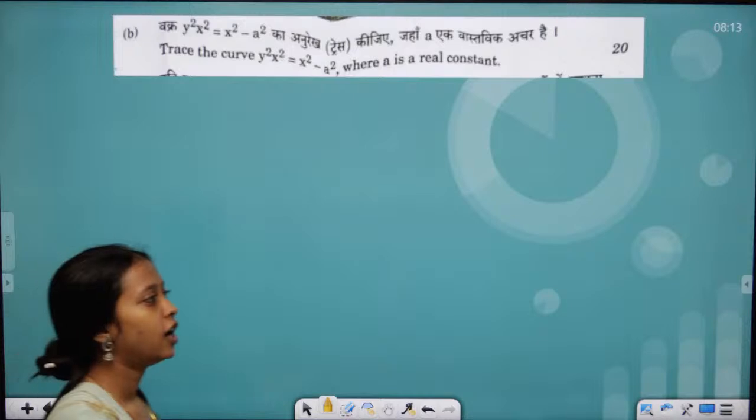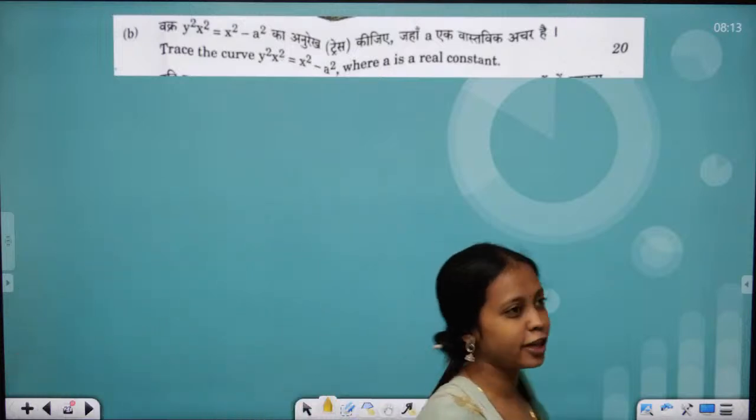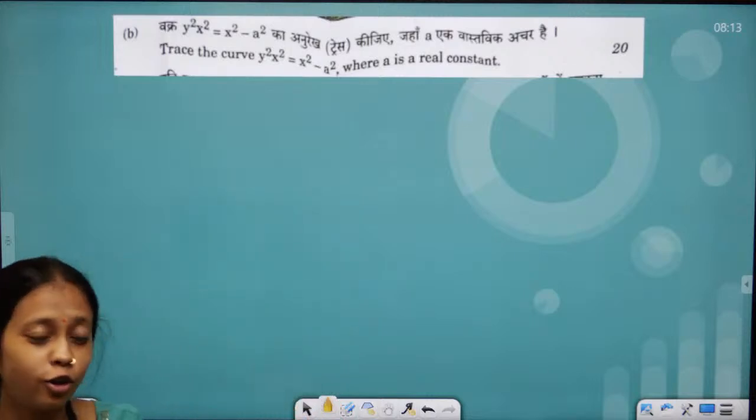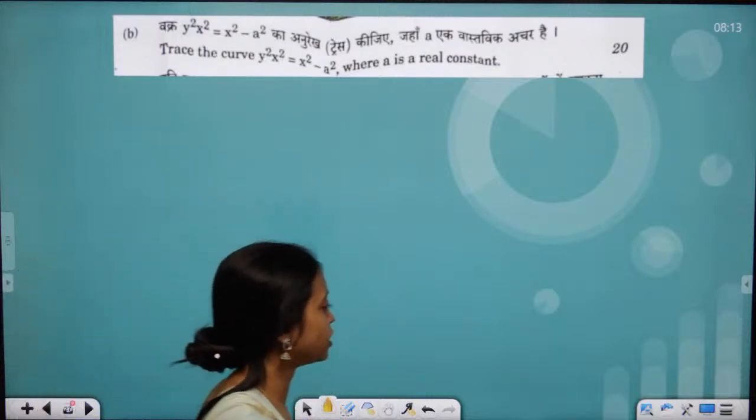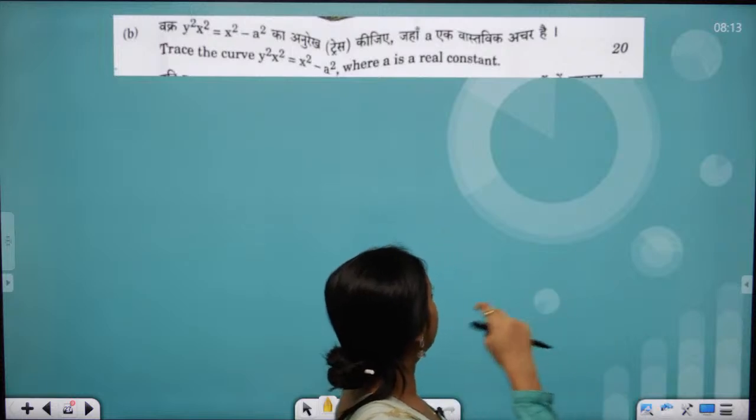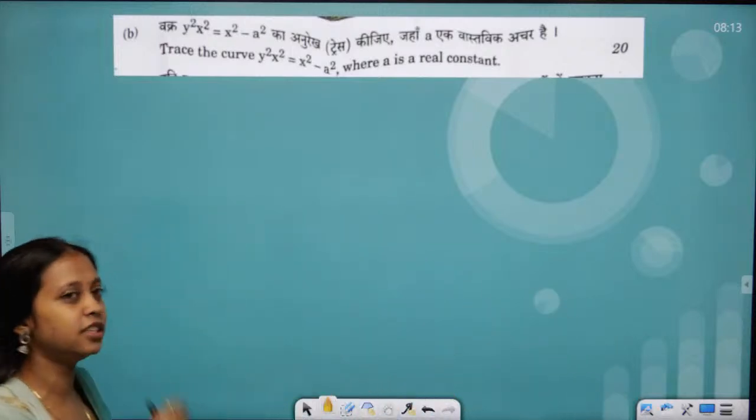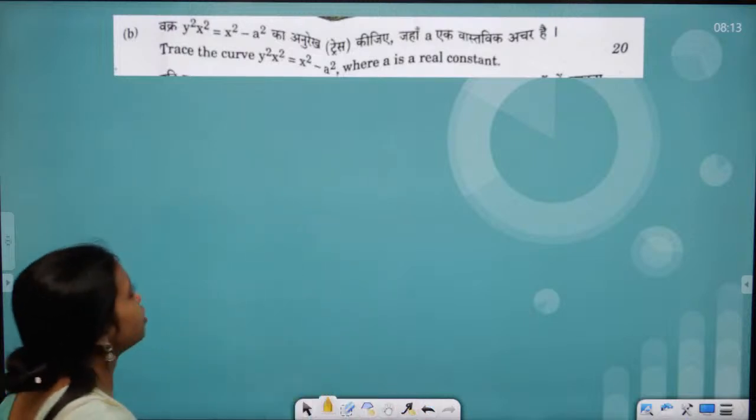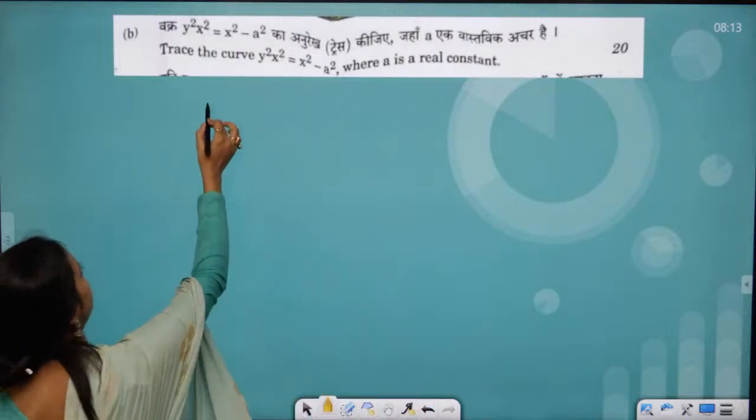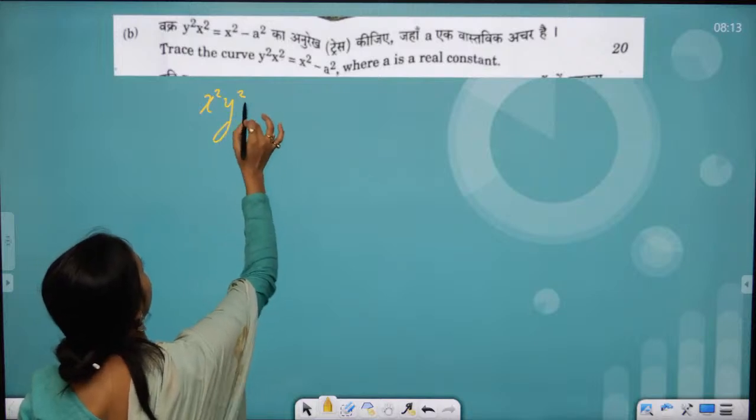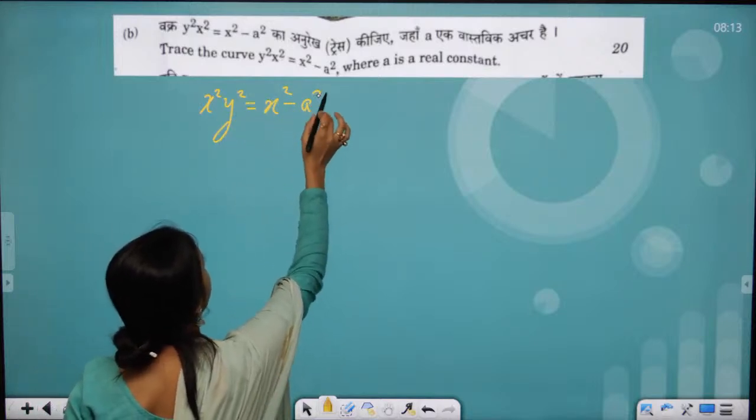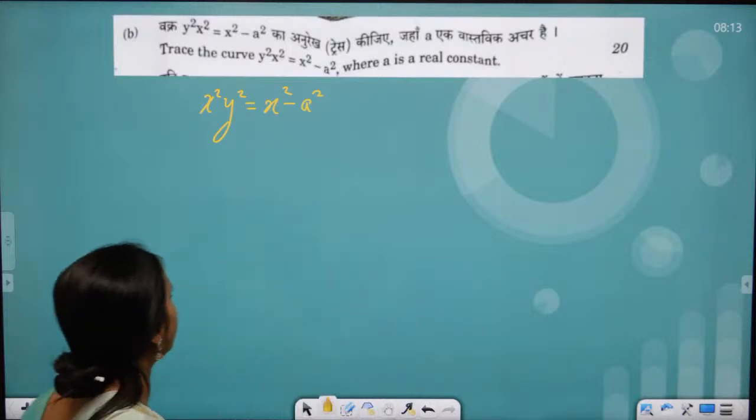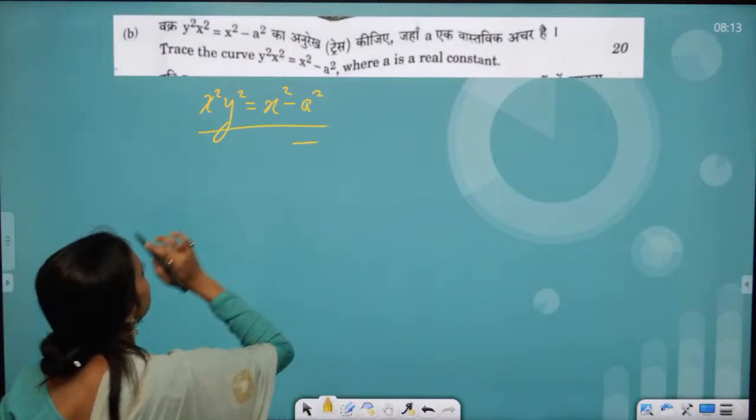Trace the curve. Trace the curve usually is a very, very difficult topic for most of the students, but the question they asked this time is easy. Why? x square y square is equal to x square minus a square. The question was x square y square equals x square minus a square. There are only 6 points you have to verify for the curve tracing.